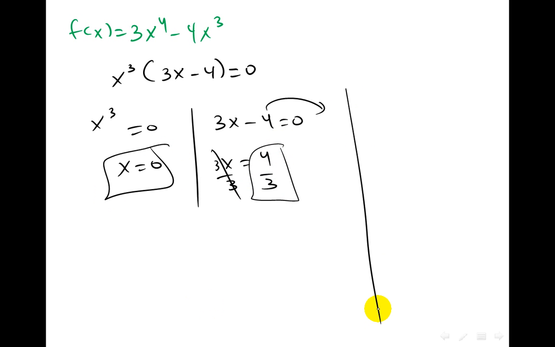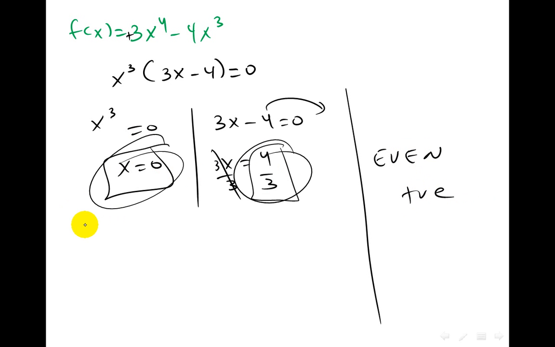Again, let's decide what type of graph it's going to be. Of course, it's even because the degree is 4. That means it's even. It's positive because the 3 here is positive. So you'll have even, and it is positive. We already know what the x-intercepts are. You have two x-intercepts here. How about the y-intercept? It would be nothing. That means 0 y-intercept. So now let's try to sketch this graph.